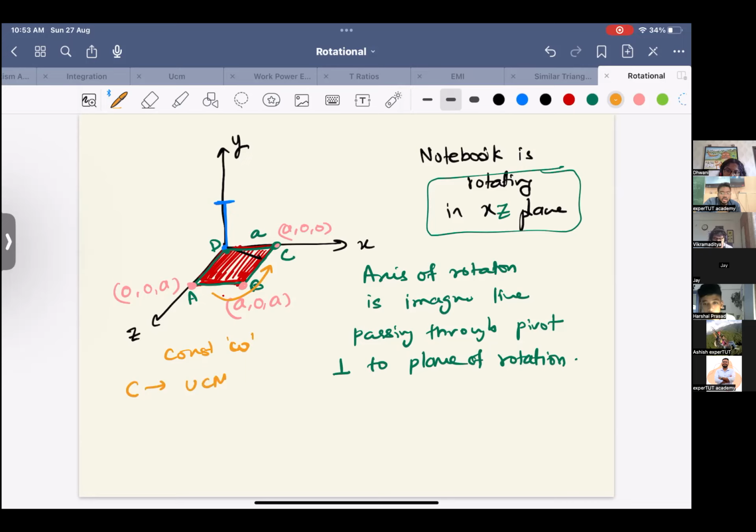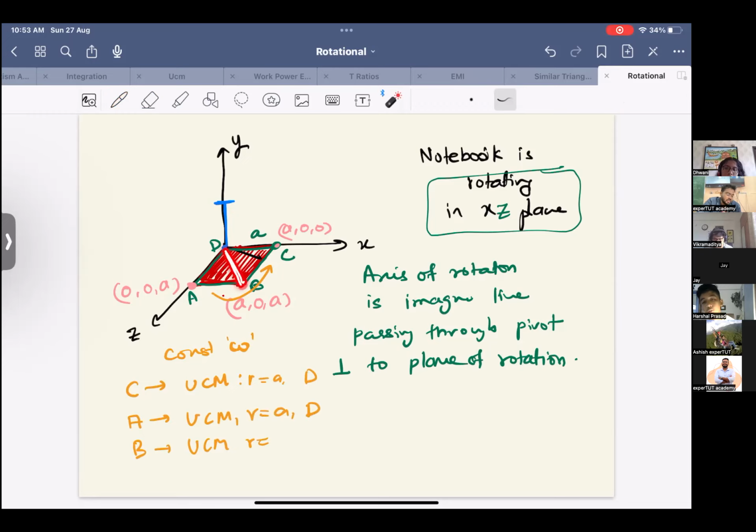UCM. If something is undergoing UCM, then it will have a radius and a center. What is its radius? A. And what is the center? D, right? Understood? What about point A? Is point A also doing UCM? Yes. What is its radius? A. Its center? D. What about point B? Is that also UCM? Yes. What is its radius? A root 2.